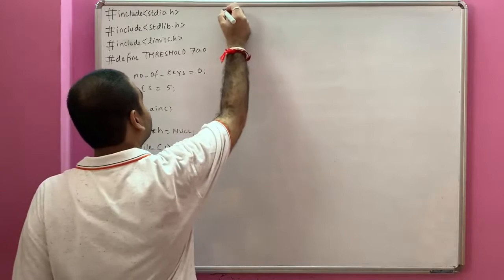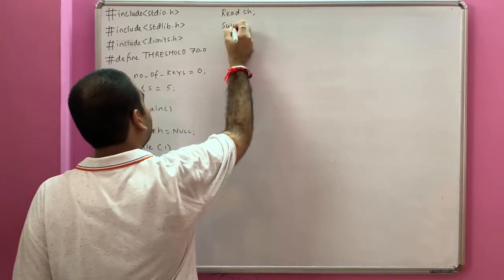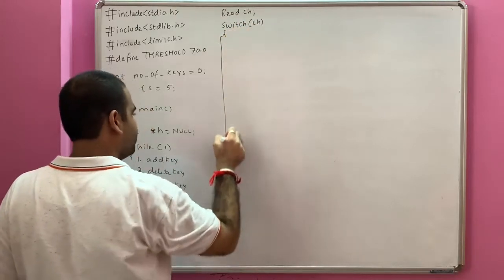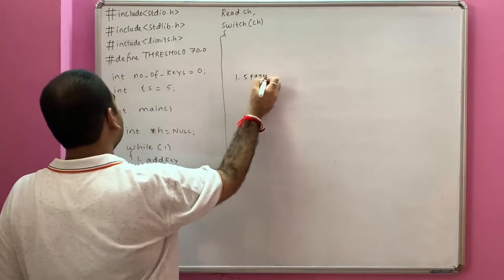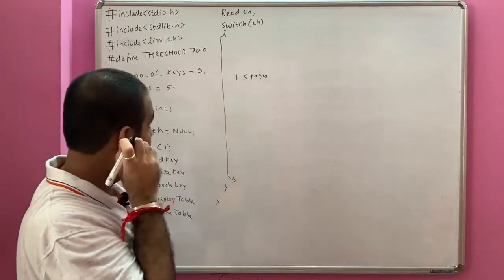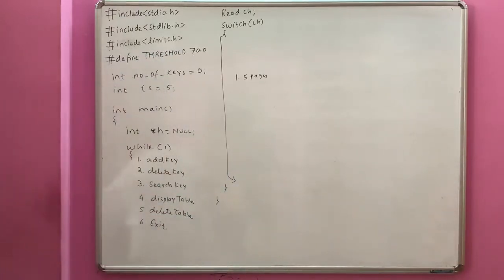Now let's read the choice. We say read choice, whatever is the choice. Then we say switch on this choice. Now there are 6 cases, leave around 1.5 pages. This is the end of while and this is the end of main. Okay, code already I have given it. Now let us write one by one all these cases.